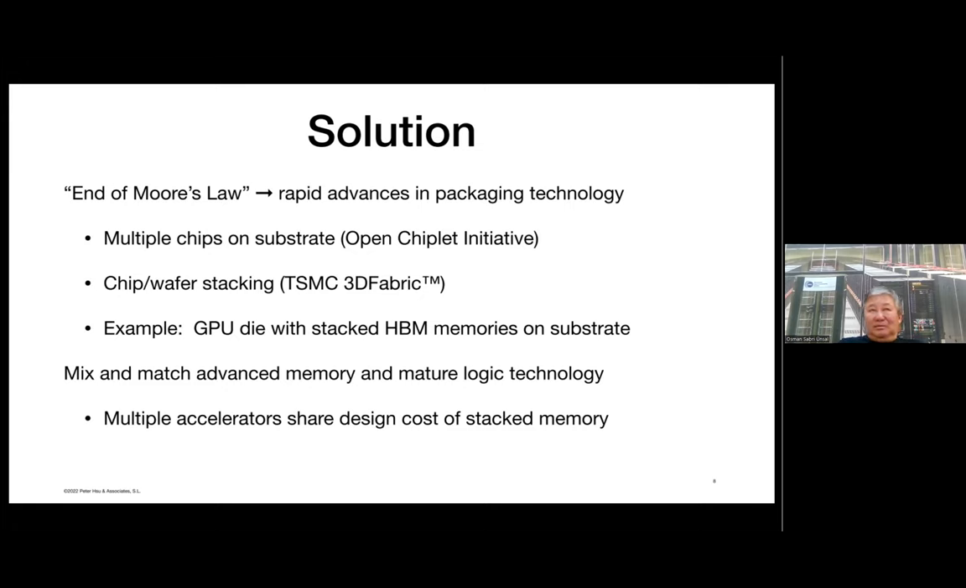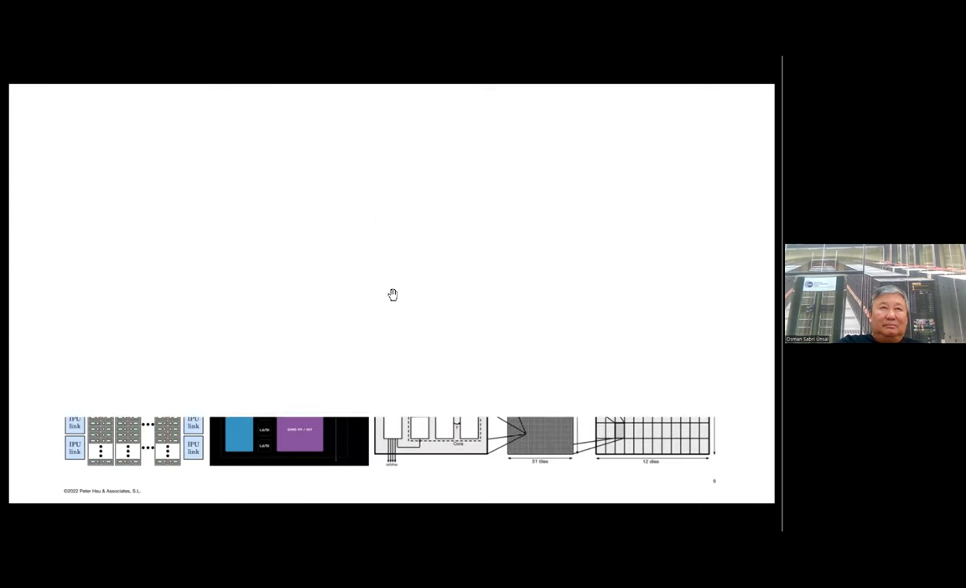GPUs are using stacked HBM memories on a substrate, all inside a single package. And the new AMD processor has a stacked SRAM on top of the CPU. So it's quite possible to mix and match memory and logic with different levels of technology. And what we propose is to stack advanced memory technology on mature logic technology, and to amortize the cost of designing the stacked memory over multiple designs.